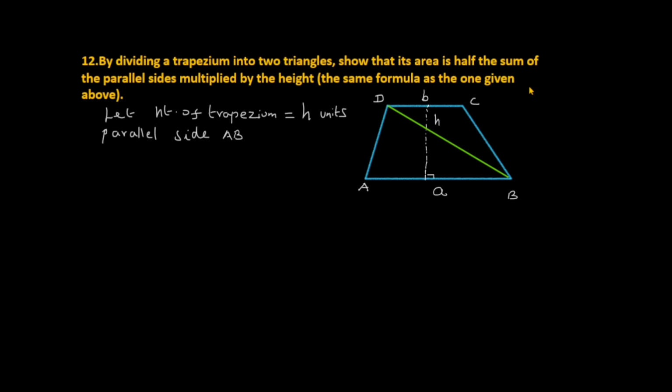Parallel sides AB is equal to A units and CD is equal to B units. Now the diagonal BD divides the trapezium into two triangles. For both the triangles, the height is the same. That is, if we drop the perpendicular from D, that is H.